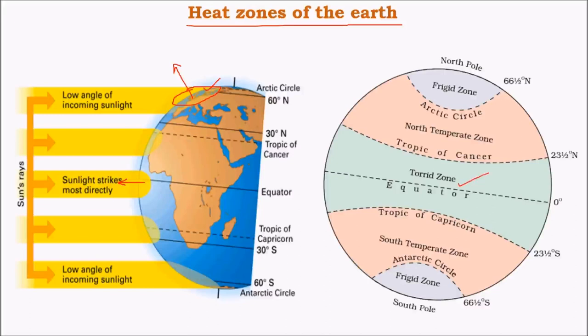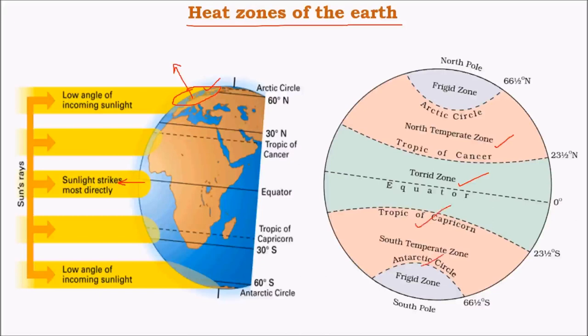For example, torrid zone is the zone between Tropic of Cancer and Tropic of Capricorn, where sun's rays are directed directly at least once in a year. The other one is temperate zone, and there are two temperate zones, one in the north and one in the south. The north one is called north temperate zone and the other one is south temperate zone. They are regions between Tropic of Cancer and Arctic Circle in the northern hemisphere and Tropic of Capricorn and Antarctic Circle in the southern hemisphere.